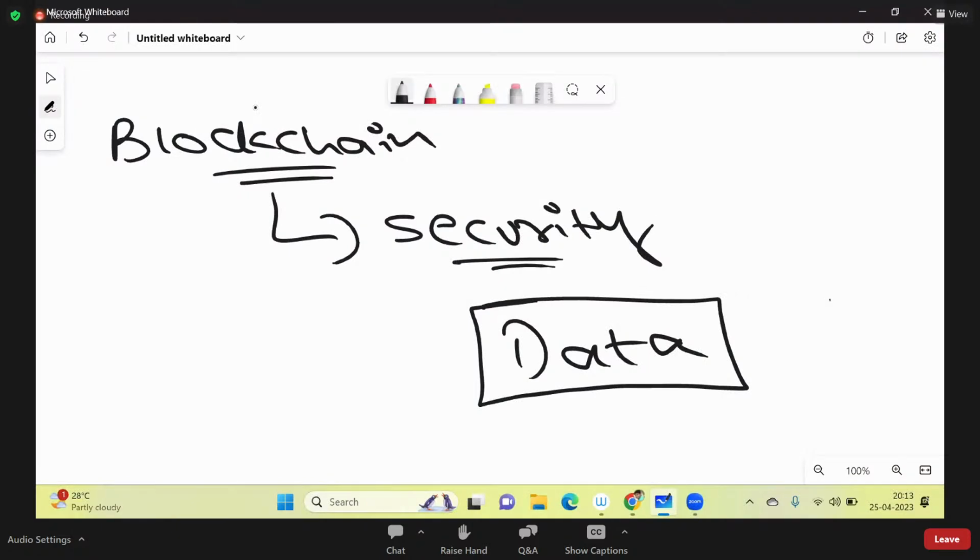So now we are looking at different alternatives and possibilities to make sure that we can protect the data as much as we can. So how is this possible? What are all the things we have to consider is something which we are going to discuss right now, as the fundamentals of the blockchain technology.